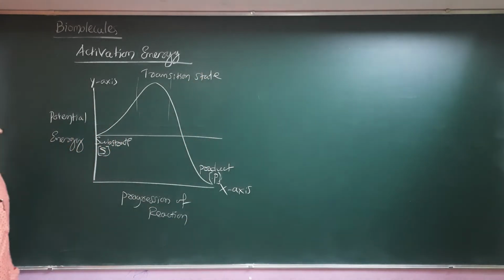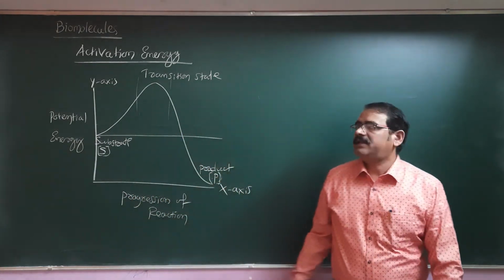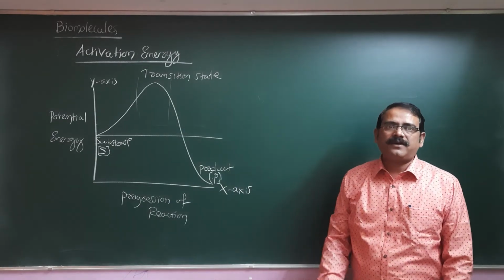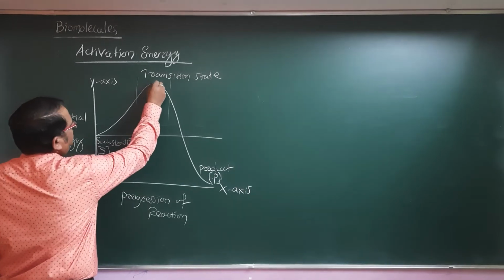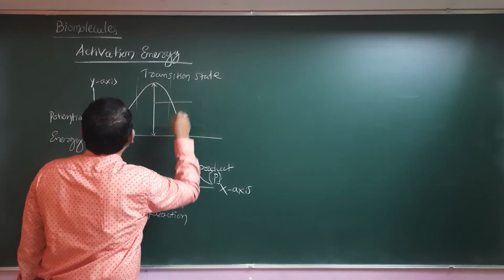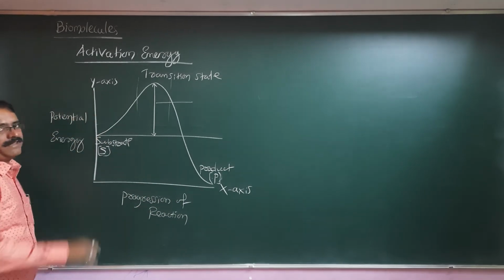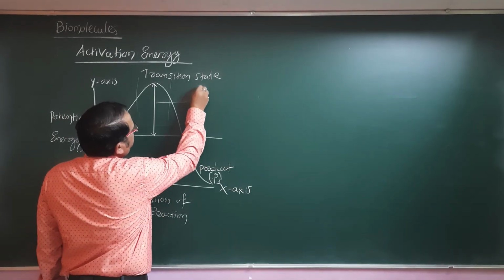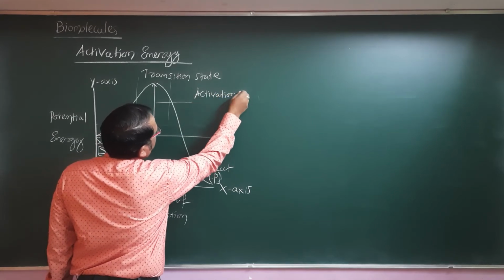Now, what you are observing? It is a simple curve that represents mainly the conversion of a substrate into the formation of a product. So, the height of this peak represents the amount, because potential energy is here in the y-axis and we get a proper measure of that required energy. We call it mainly activation energy.